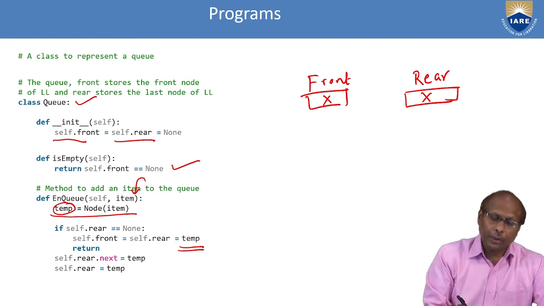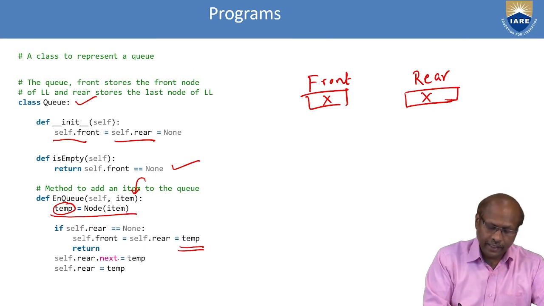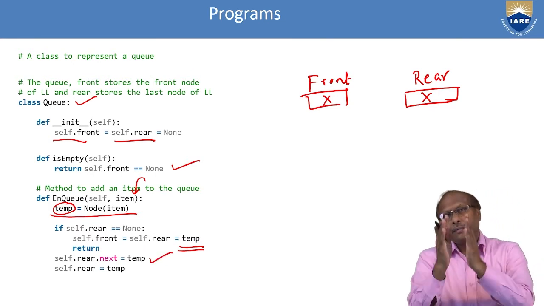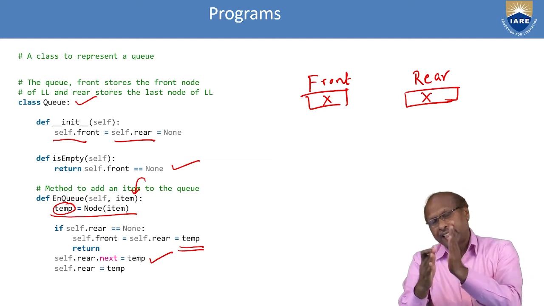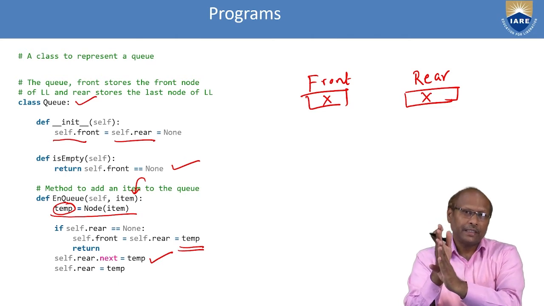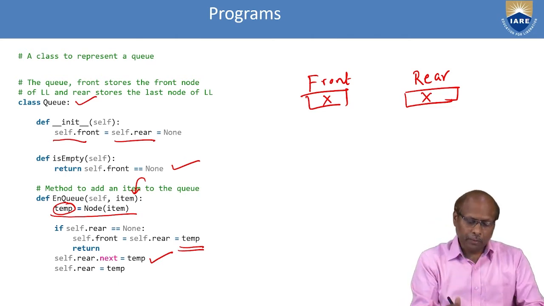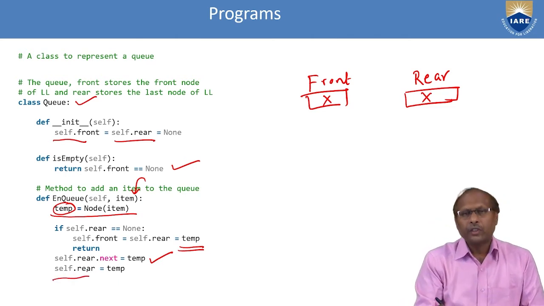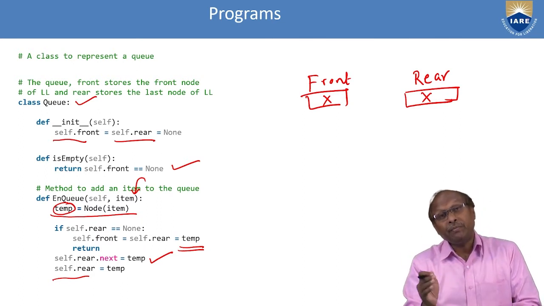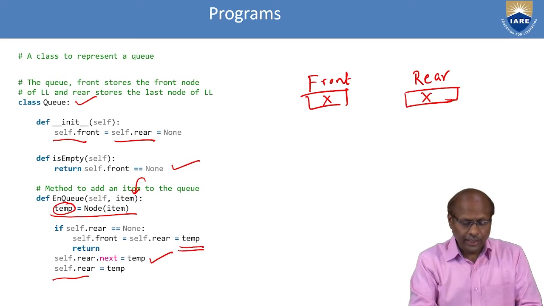Then return. Otherwise, if you are coming the second time onwards, that means if a node is already there, then self.rear.next equals temp. That means the first node's next will be attached to the second node. So now rear is at the second place, but front is still there. So my rear is moving forward. During insertion time, rear is moving forward, whereas during deletion time, front will be moving. So here we are doing enqueue.